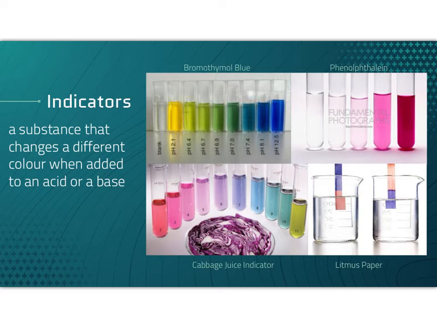We also have natural indicators, ones that we can find in nature. Cabbage juice: if you boil purple cabbage and add it to acids and bases, it will change different colors. Litmus is found from lichen that grows on rocks and stuff. It is a plant and we've treated paper with it. So red litmus turns blue in the presence of a base. Blue litmus turns red in the presence of an acid. So this is the initial starting color of the paper. We have both kinds, red and blue.